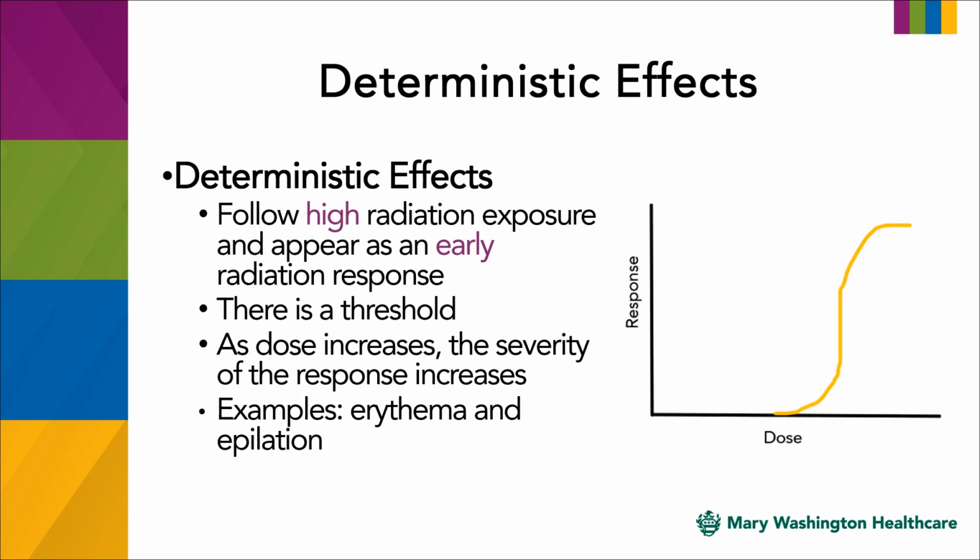Deterministic effects follow a high radiation exposure and appear in early response. There is a threshold, so it's non-linear, but there is a threshold. And it's an S-type or sigmoid type is the other name for this curve. As dose increases, the severity of the response increases also. And examples are erythema and epilation.